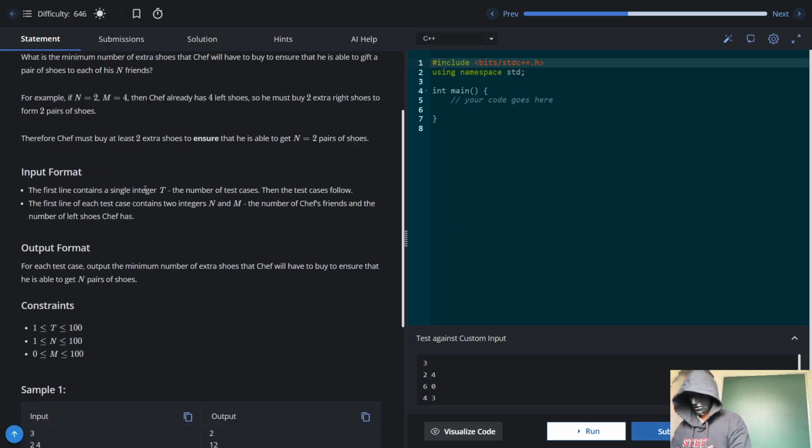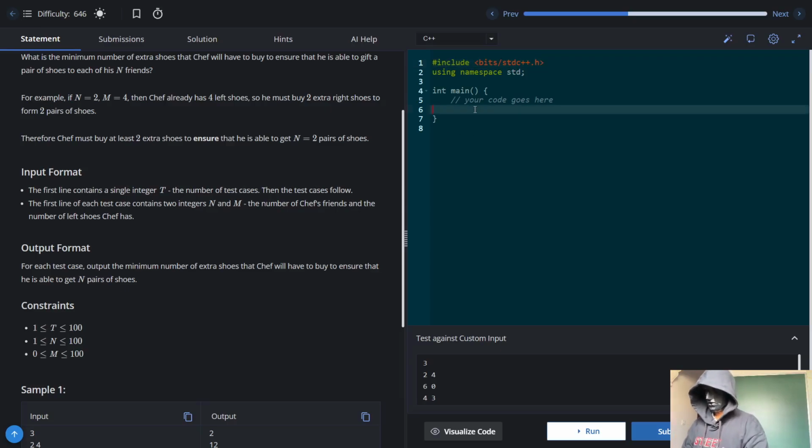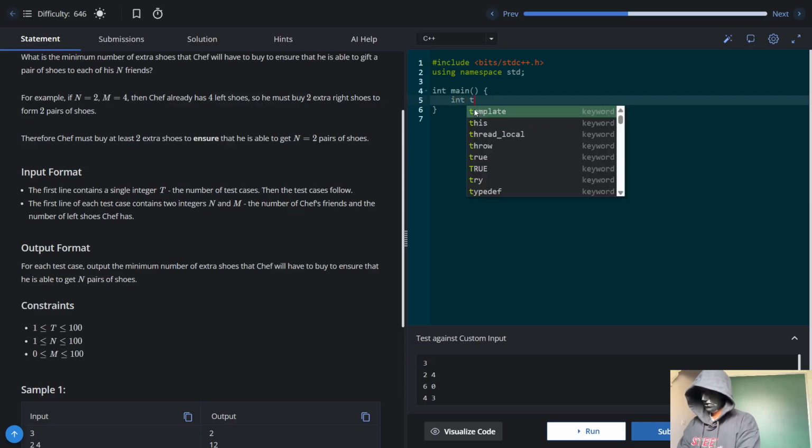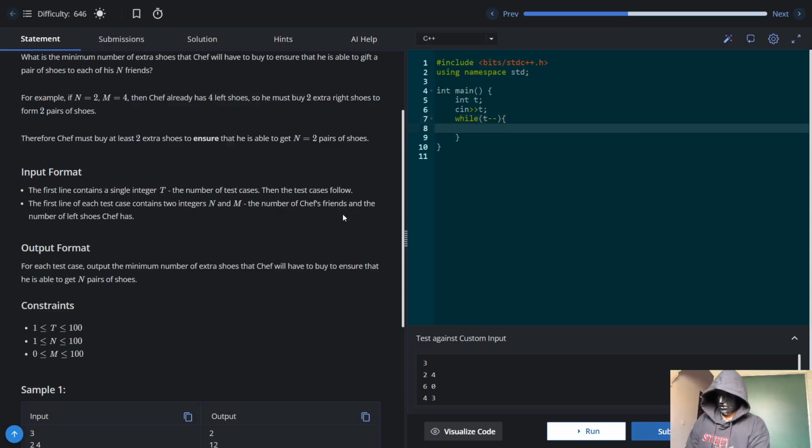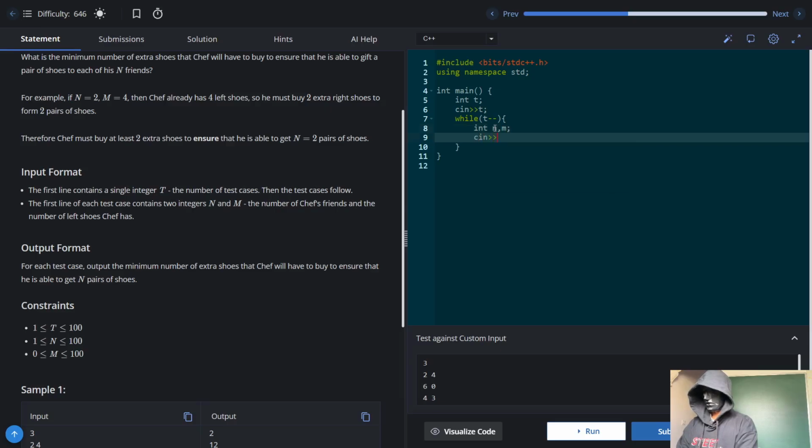The first line contains a single integer, the number of test cases. Let's do it. Int t, while t minus 1. This will take care of all the test cases. The first line of each test case contains two integers n and m, the number of Chef's friends and the left shoes. Yeah, there are two integers n and m. Let's take input.